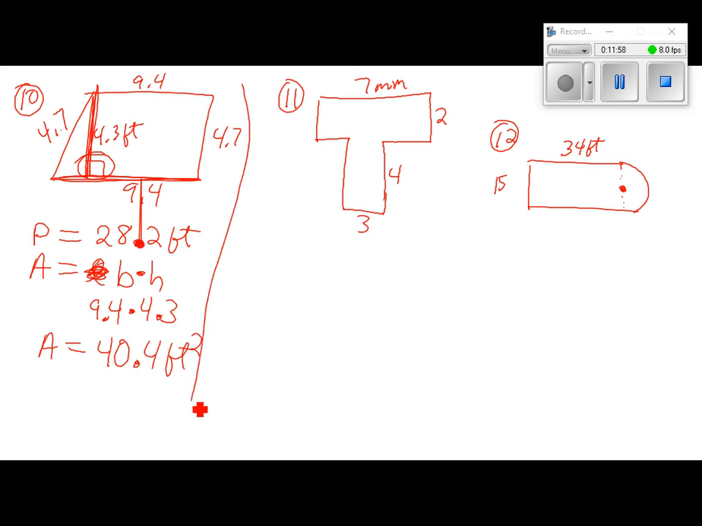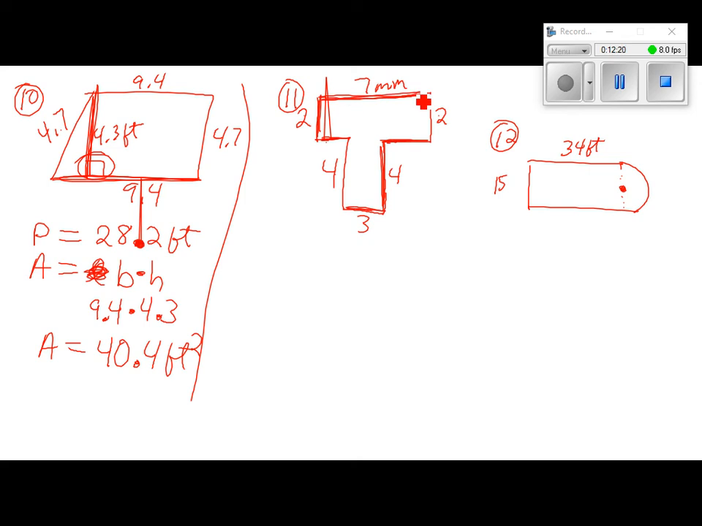Next one, we got this strange shape. To find the perimeter, first thing we got to do is find the lengths of these sides that we don't know. This one here is pretty easy. It's got to be the same as that one, so it's 4. This one here is the same as this one over here, so it's 2. This one and this one, along with this one, all have to add up to 7.